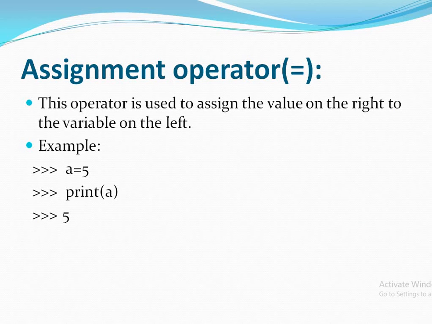Now next comes the assignment operator. We all know that single equal to is the assignment operator. The purpose of the assignment operator is to assign the right hand side value to the left hand side variable. Let me clear it once again: if you write a equal to 5, that 5 is the right hand side value, and it will be assigned to the left hand side variable a. So whenever you place a single equal to, it is an assignment operator which takes the value from the right hand side and places it in the left hand side variable.